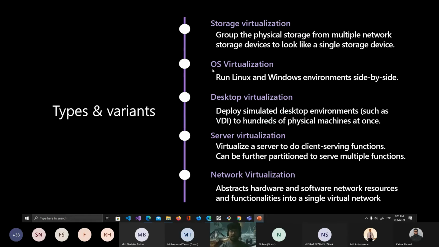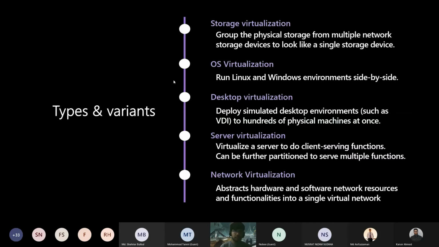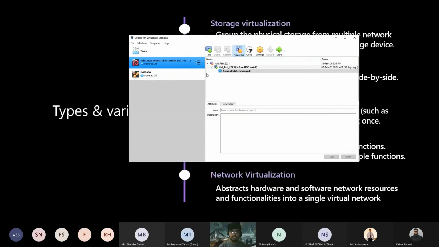Moving forward, we have OS virtualization, and this is the most popular form of virtualization that we know today. With OS virtualization, we virtualize the entire operating system and its architecture. That basically allows us to run both Linux and Windows environments side by side, and that is really awesome. For example, on my machine, if my screen share is being shared properly, I can show you that I have Oracle VirtualBox, and this is software which gives us the option to run multiple machines together.